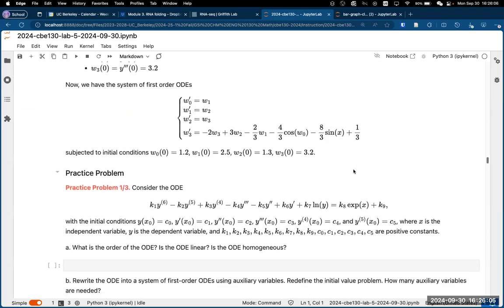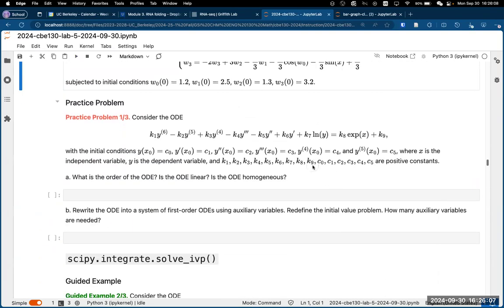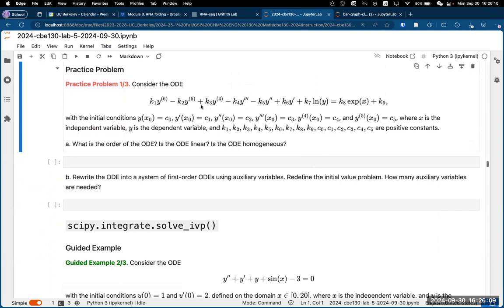Okay. And you can practice rewriting higher order ODEs on your own on paper. So here we present some higher order ODEs, and I'll give 10 minutes.